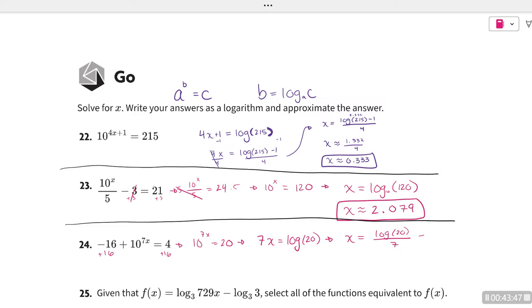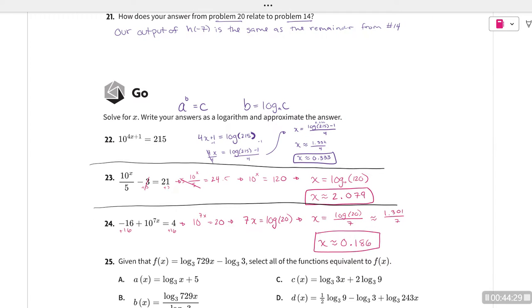Now I know log of 10 is 1. So log of 20 is going to be slightly over 1. So log of 20 gives us about 1.3. Let me fix my approximation signs. Approximately 1.301 divided by 7, which gives us 0.186. We'll go to 3 decimal places, so this is going to round up to 6 because it's 0.1858. Okay, so that's an approximate answer. There we go for 24.